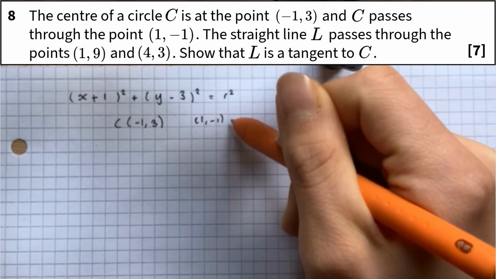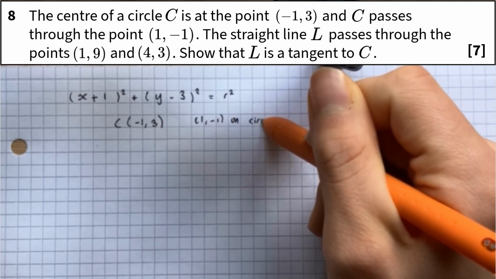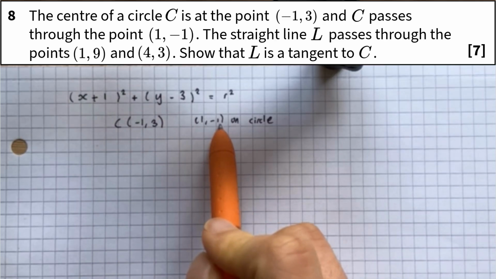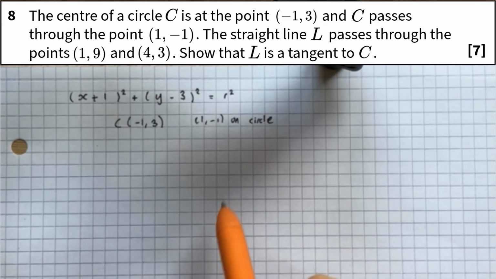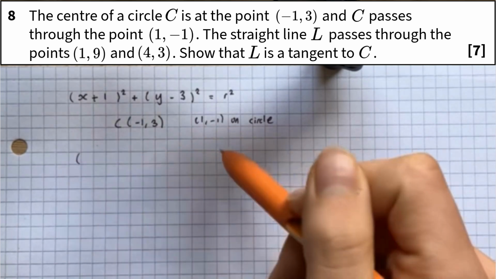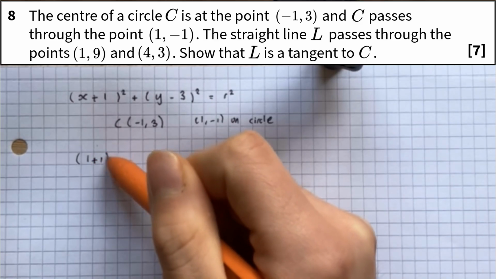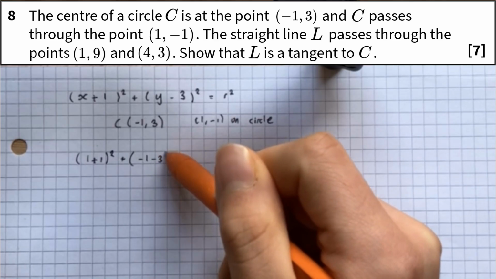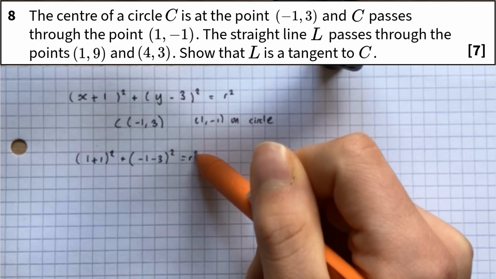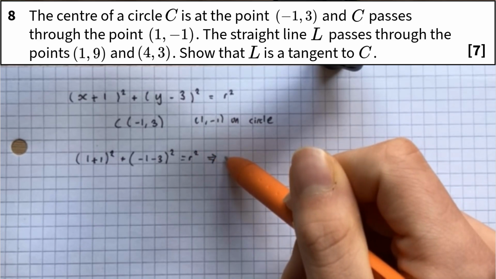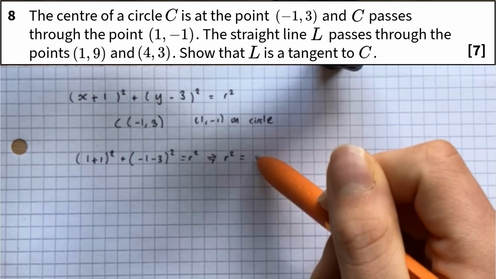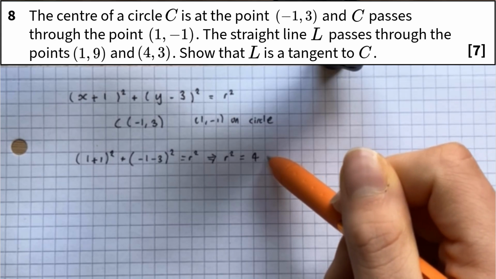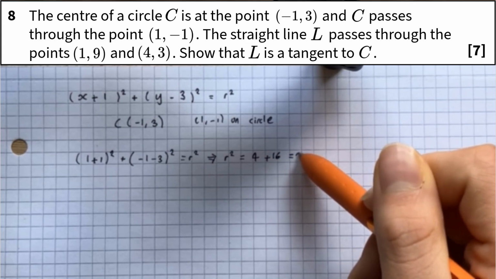The r squared we can't get yet. Use the information in the question. 1, minus 1 is on the circle, so if we substitute this in for x and this in for y, we'll get the value of r squared. Let's do it. So 1 plus 1 squared plus minus 1 minus 3 squared should be equal to r squared. And this means that r squared is going to be equal to, well, 2 squared is 4, and minus 4 squared is 16. So r squared is going to be equal to 20.